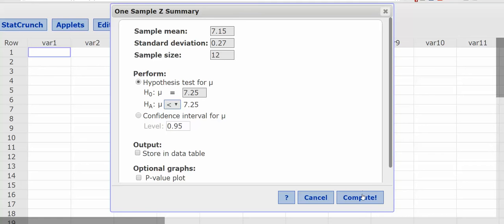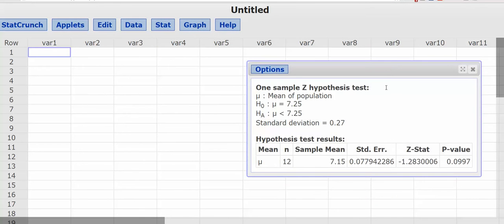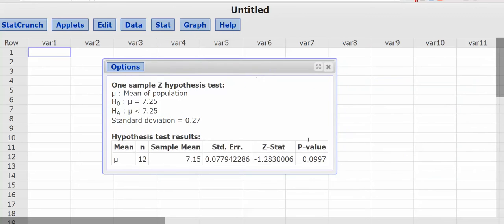Okay. Then I click compute. Now what I want to look at is the p-value. The p-value from that information is 0.0997. So let's keep that in mind. That p-value is 0.0997.